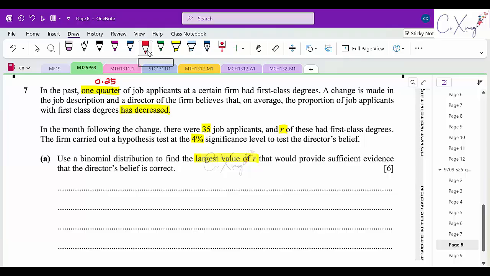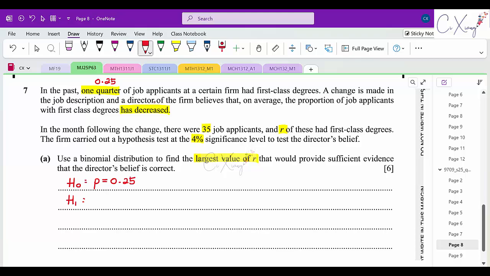Maybe before that, if you're not so sure what we are going to find out, let us write out something that we know first. When we want to carry out the test, we must know what the null and alternative hypotheses are. They said 1/4 of the job applicants have a first-class degree. So p equals 0.25.